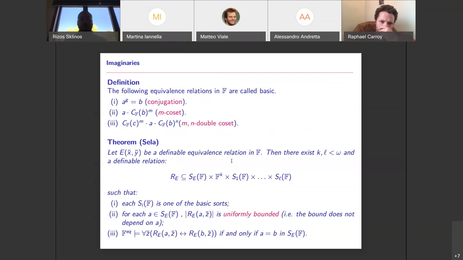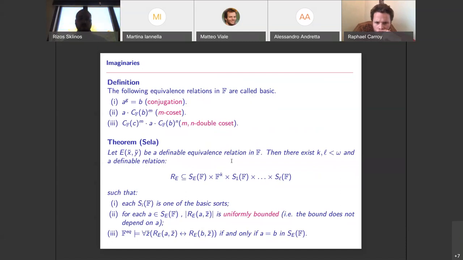And here we use a theorem by Sela again, that we have three families of imaginaries. First is conjugacy classes. Then we have an equivalence relation on couples, which is left cosets of powers of centralizers. This is a family because m could vary, the power of the centralizer could vary. And we have another family of double cosets, again of centralizers, and again that's a family as m and n, the powers of the centralizers used, could vary. So these are the basic equivalence relations. And what Sela proved is that with these imaginary sorts, we can eliminate the rest of the sorts, in the form of the following theorem.